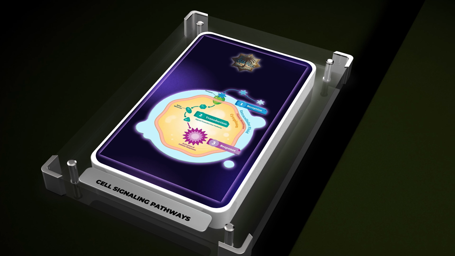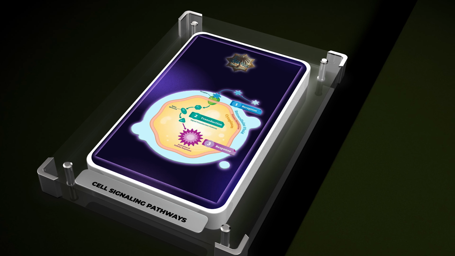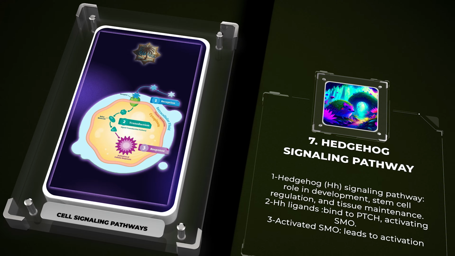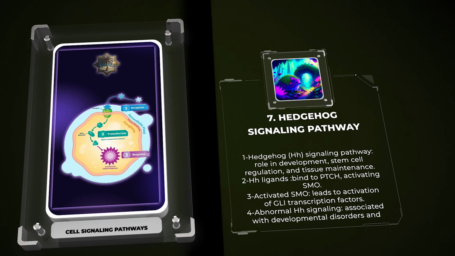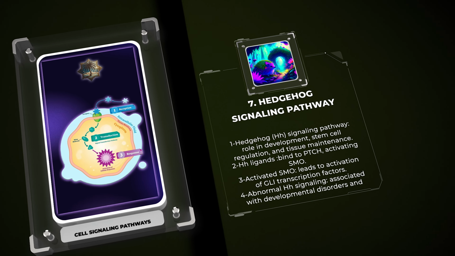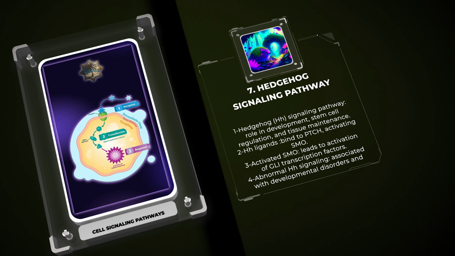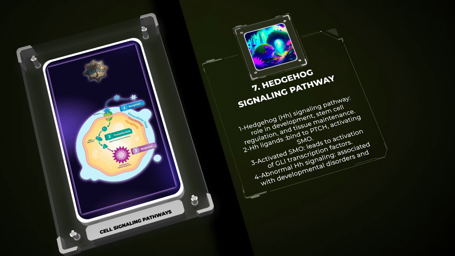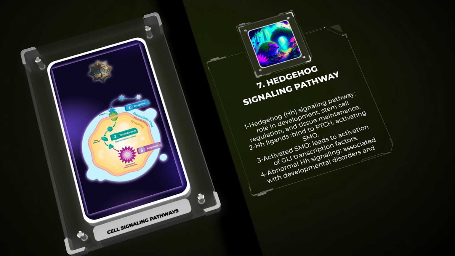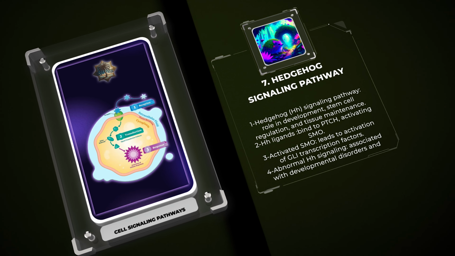The hedgehog, HH, signaling pathway plays a crucial role in development, stem cell regulation, and tissue maintenance. When HH ligands bind to PTCH, they activate SMO, leading to the activation of GLI transcription factors and the regulation of target genes. Abnormal HH signaling is associated with developmental disorders and cancers like basal cell carcinoma and medulloblastoma.